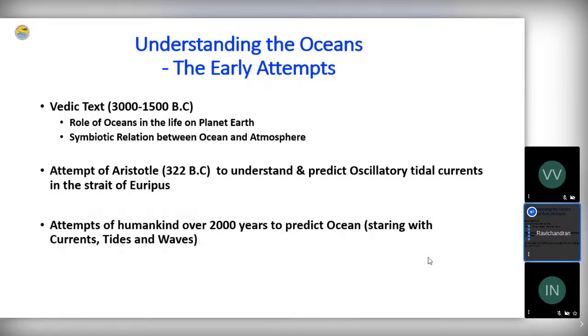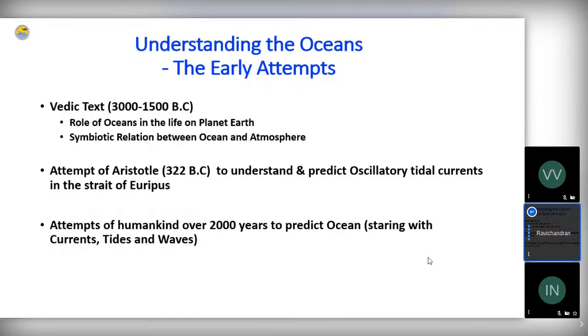The observation started way back. The first attempt was made by Aristotle in 322 BC, to understand and predict the oscillatory tidal currents in the Strait of Euphrates. Whenever the tidal influences were going up and down or the currents were changing, he wanted to understand how it was happening, whether it was periodic or non-periodic, and why. So that is where the first observational work started, way back in 322 BC.